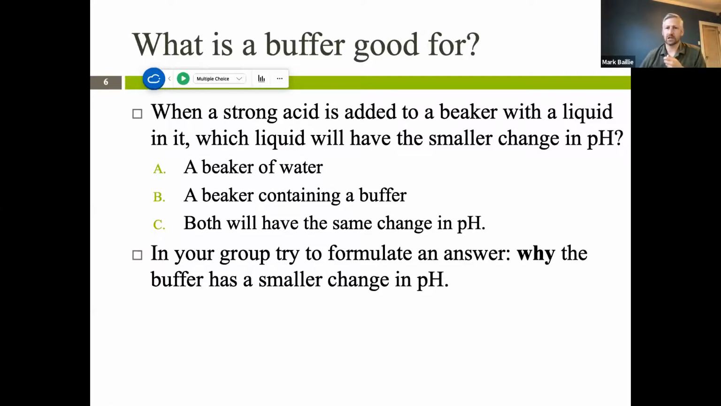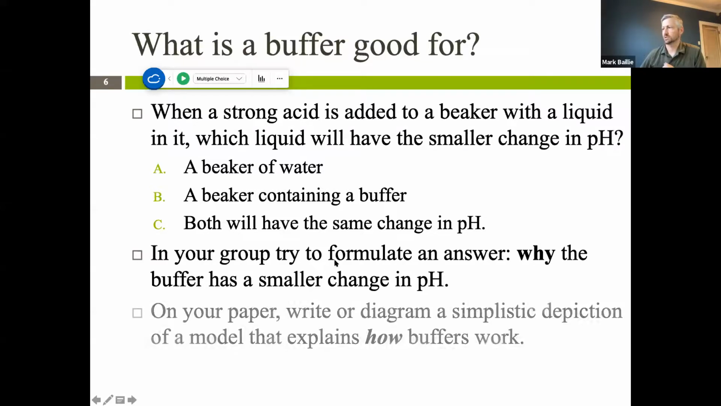Let's go ahead and look at the next slides. I'm going to have you write down your answer to this as we go through the next couple slides, okay? I want you to write down how it is that a buffer minimizes the change in pH.